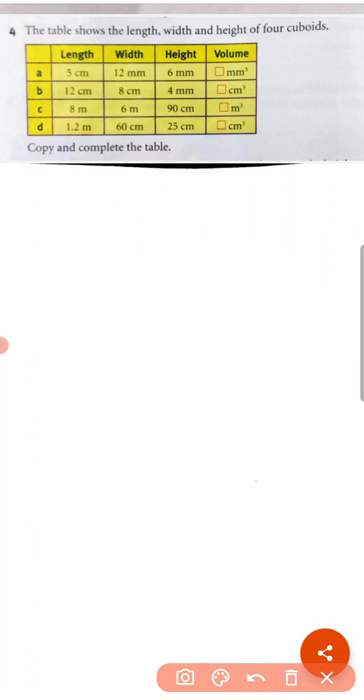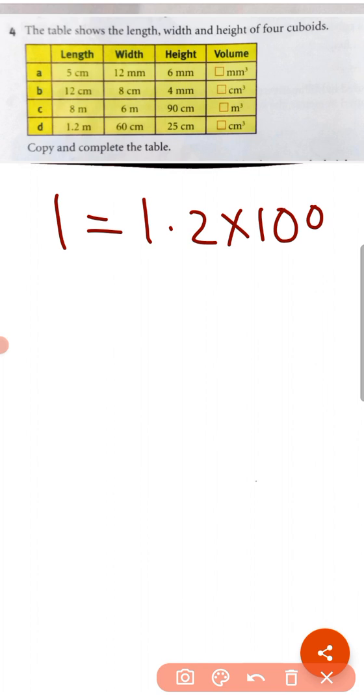Now in fourth question, length is in meter and width and height are in centimeter. So first you change the length into centimeter, 1.2 into 100. To change meter into centimeter, we have to multiply by 100. So 120 centimeter. Now find the volume. 120 into 60 into 25.